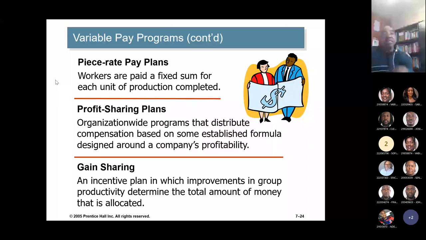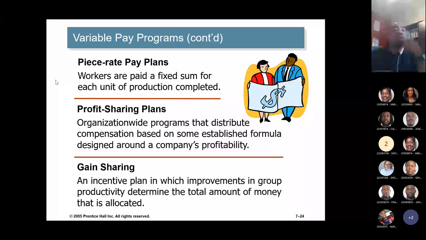Then the next one is, of course, the profit sharing plan. That is an organization program that distributes compensation based on some established formula designed around the company's profitability. So if we earn profit, then we will share part of the profit, you see. But there is a formula in terms of how that profit is shared. It can also be used as a way of motivating employees to do the right thing in terms of earning profit, definitely through customer satisfaction.